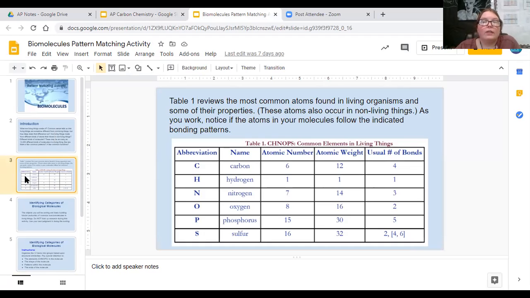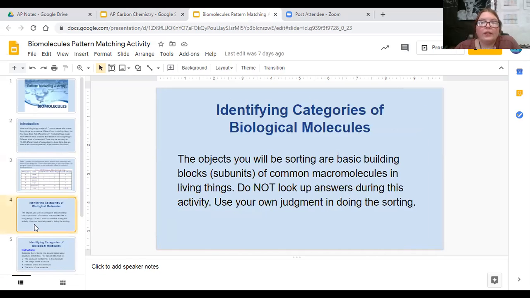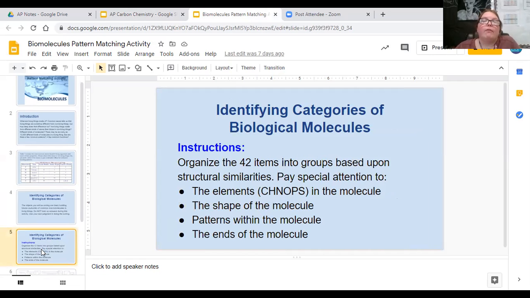As you work, notice if the atoms in your molecules follow the indicated bonding patterns. The objects you will be sorting are basic building blocks, or subunits, or monomers of common macromolecules in living things. Do not look up the answers, use your own judgment. This isn't like, oh, they got this group wrong, I'm going to get them. No, we want to see if we can figure out what they have in common. There are 42 little pictures that you want to organize based on structural similarities.